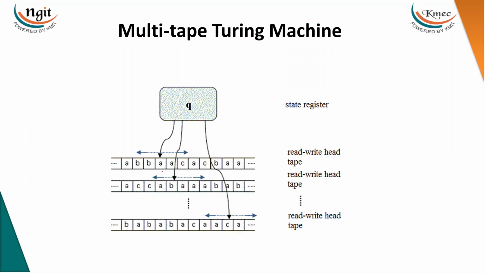What is the advantage of it? For example, if you are performing the ones complement, or multiplication, you can use one tape for input and another for output. Or if you are checking WCW, or whether two strings are the same, store one string in one tape, the other string in another tape, and write down the result here.